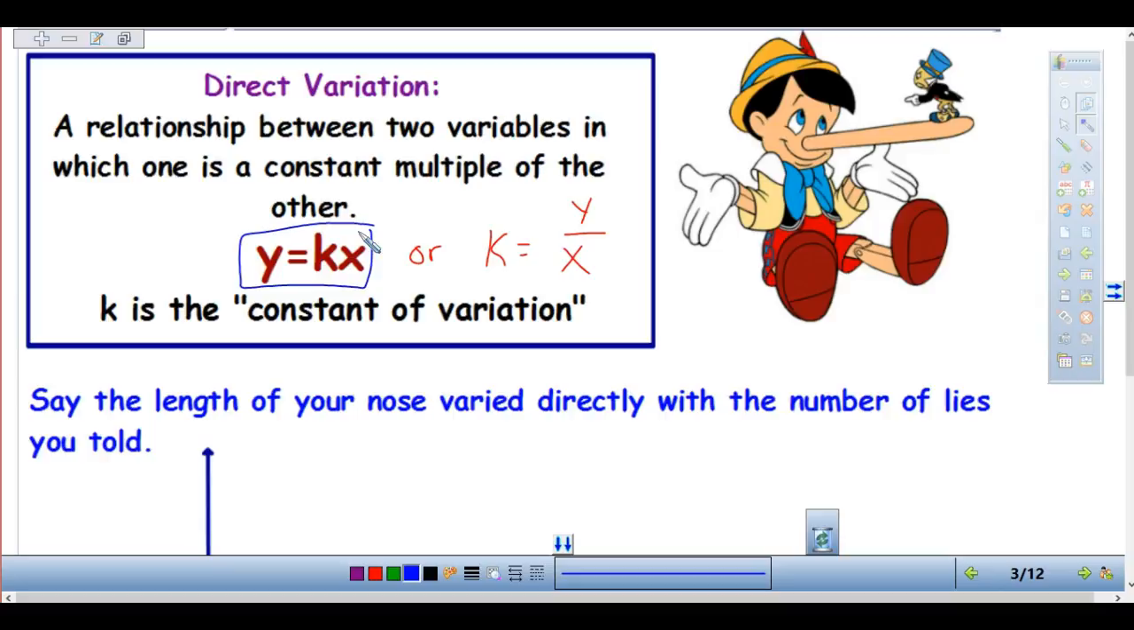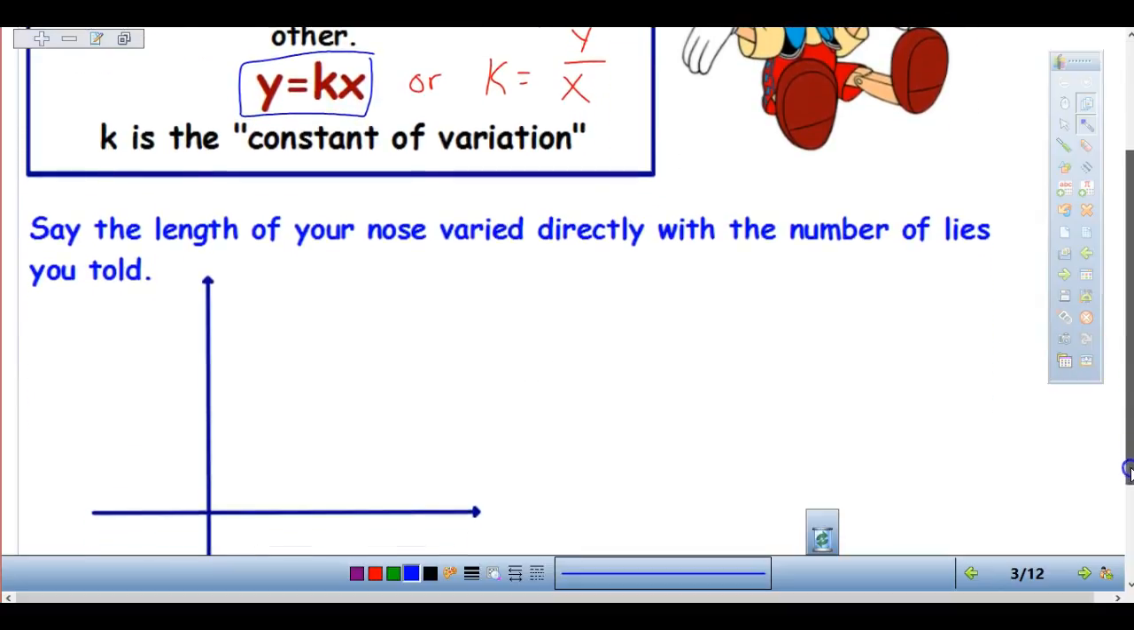When have we seen y divided by x before? Yeah, right, that's exactly what it is. Doesn't this look like y equals mx plus b, but b is 0? Okay, so that's direct. So here's an example. Say the length of your nose varies directly with the number of lies you told, like Pinocchio. If I don't tell any, we're going to say 0 in this case. What happens the more lies I tell? So I would get something like that. So it makes a line.